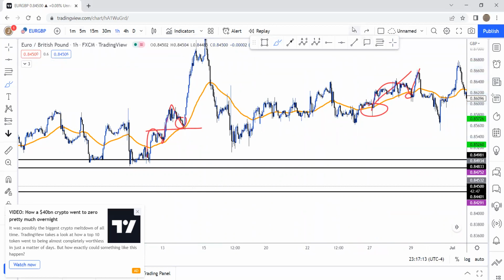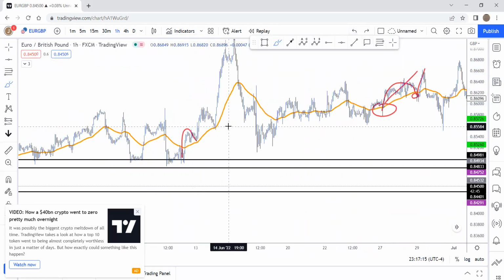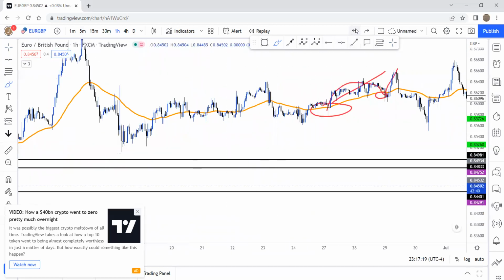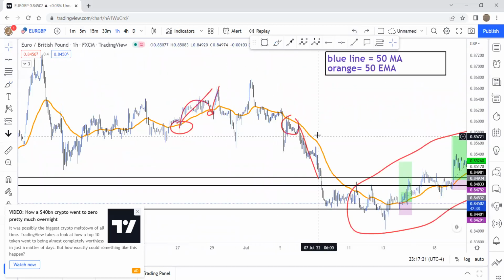All right, and we could keep doing that all day. All right, so that is how you use it to identify support and resistance in the market.